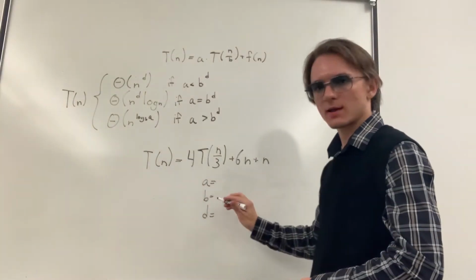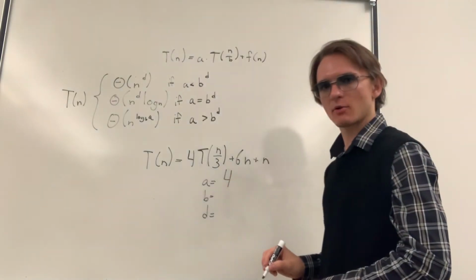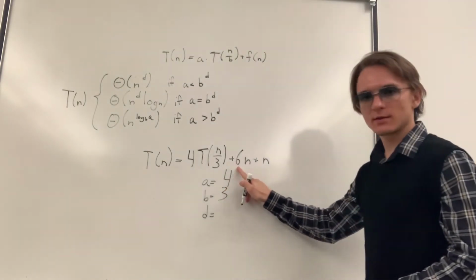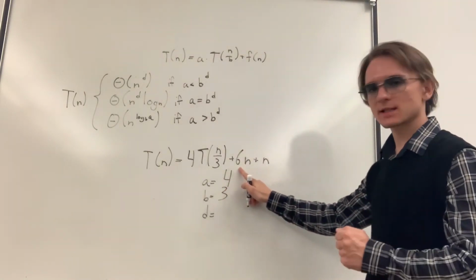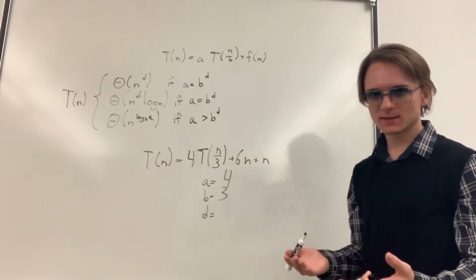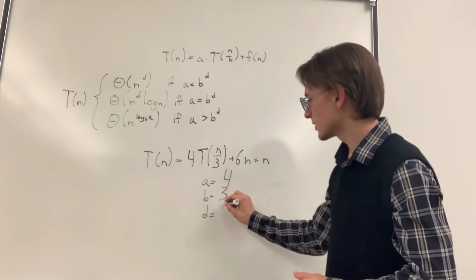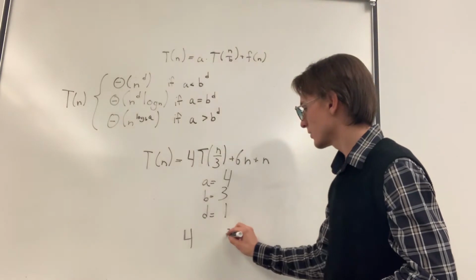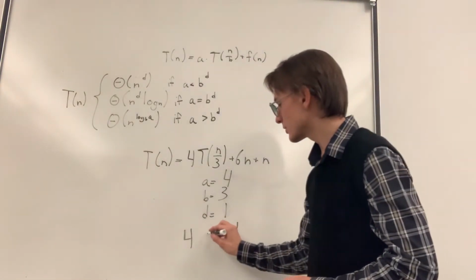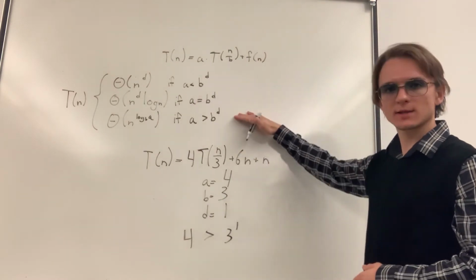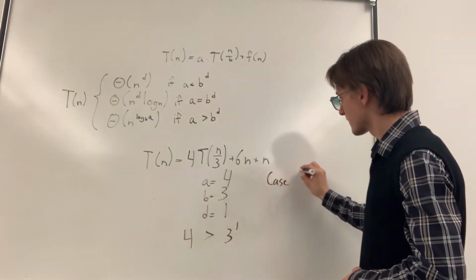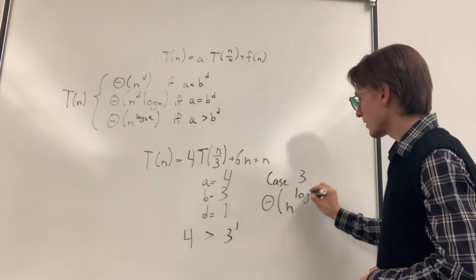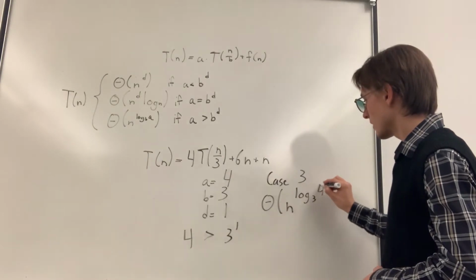All right, our a here will be 4. Our b, we have an n divided by 3, so our b is 3. And then we trail off in this equation with 6n plus n. Now that's just 7n, and 7n has an exponent of 1. So d is 1. We get 4 compared to 3 to the power of 1. Now, of course, 4 is greater than 3 to the power of 1, so we're led to case 3, which is big theta n to the power of log base 3 of 4.